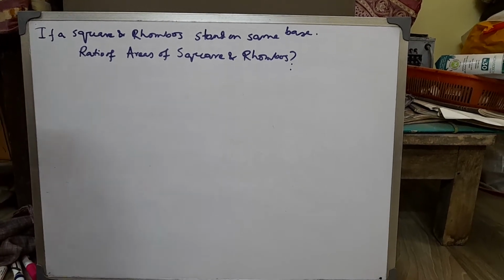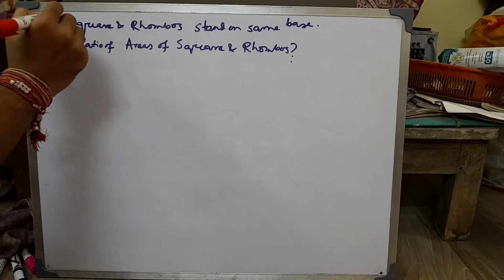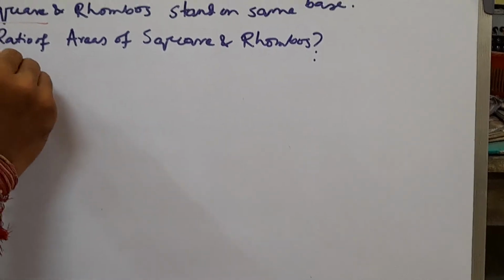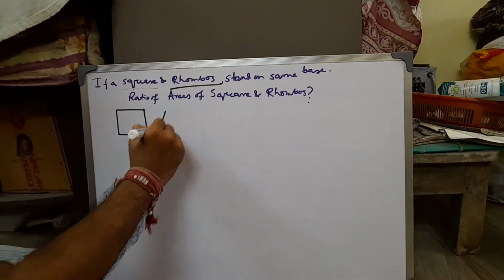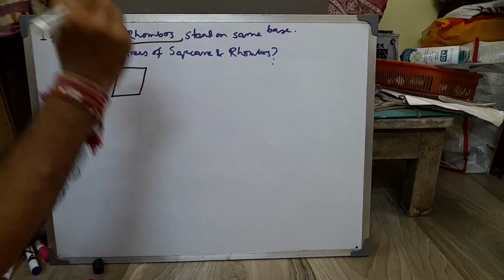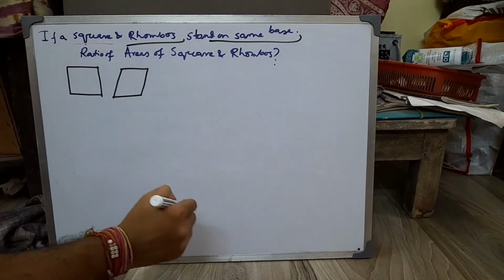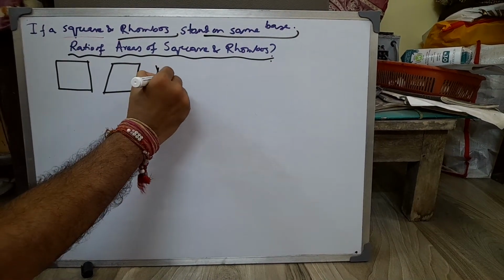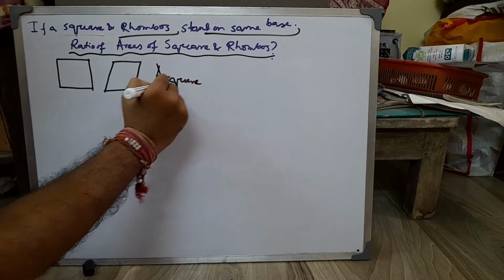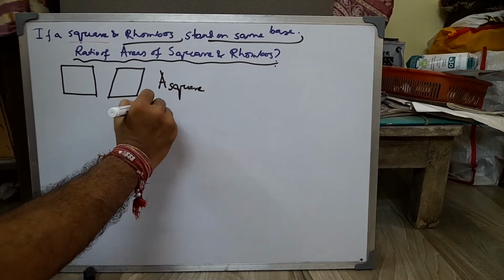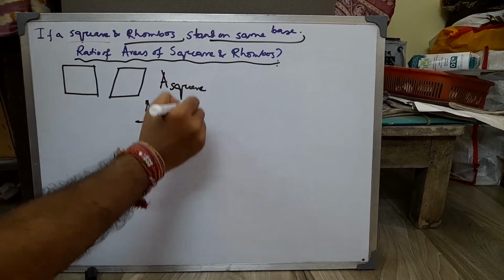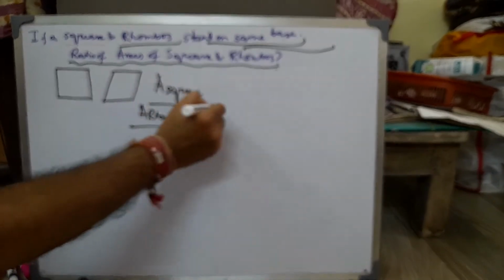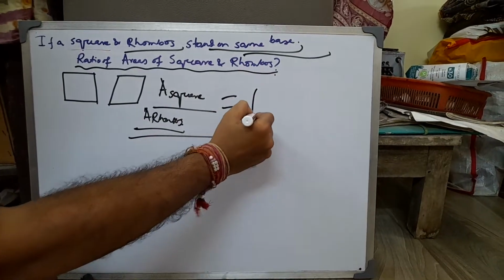This generally comes in competitive examinations: if this is a square and this is a rhombus, standing on the same base, what is the ratio of the areas of the square and the rhombus? As they are on the same base, their ratio is equal to 1.